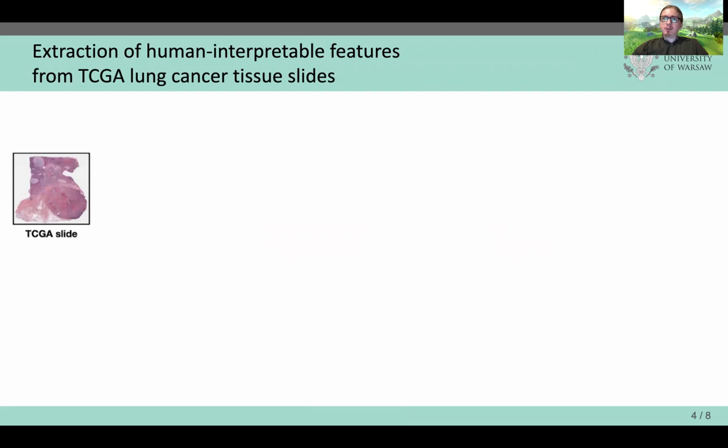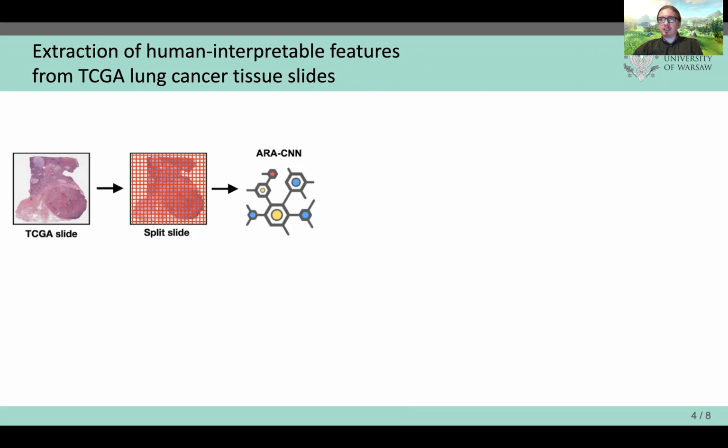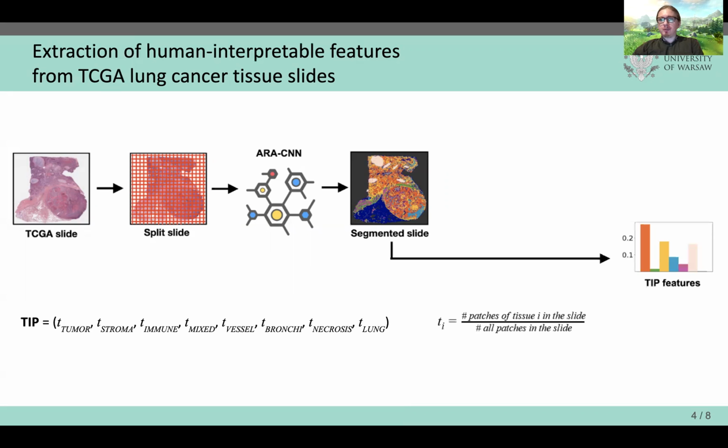As a next step, we downloaded lung cancer tissue slides from the TCGA database and processed them in order to extract human interpretable features. Each slide was split into tissue patches, and then each patch served as an input to our trained ARA-CNN model. This gave us classification for each patch, which upon combining resulted in segmented slides. Then we calculated our special features from these segmentations.